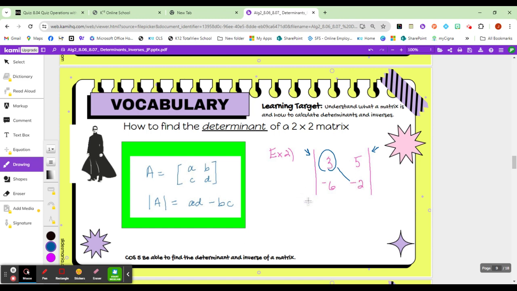So we're going to do 3 times negative 2, which is going to give me negative 6. The formula says subtract. And then we're going to do 5 times negative 6, which gives me negative 30. So it's going to be 3 times negative 2, subtract 5 times negative 6. So that's really going to be negative 6 plus 30. So that's going to simplify to be 24. Not so bad. Be really, really careful with this minus sign.